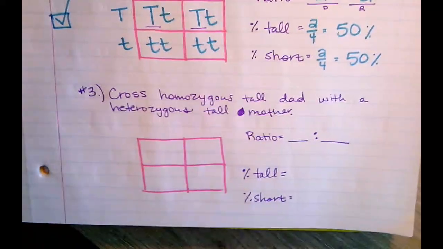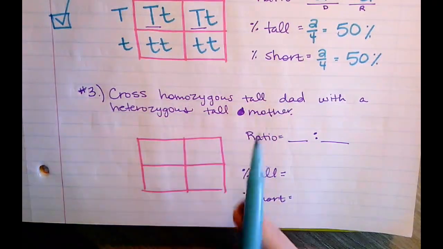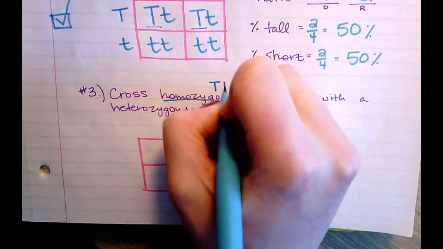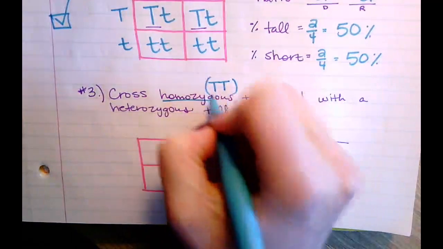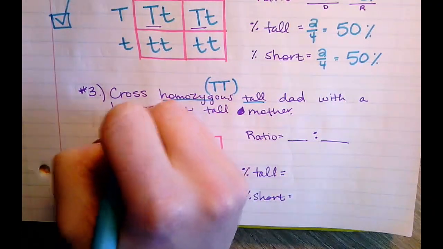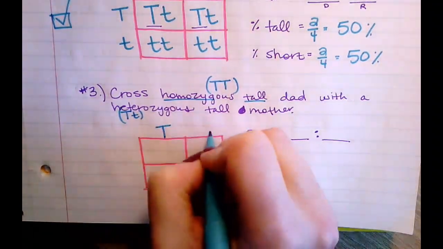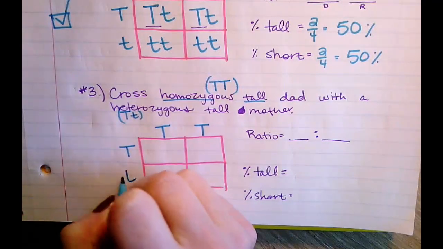And then number 3, this one's a little harder because I gave you guys the words instead of just the letters. So let's go ahead and go through this. So cross a homozygous tall dad. Well, homozygous tall would be big T, big T, because it's the same letter and it's tall. Okay, with a heterozygous tall mother. Heterozygous means different, and it's still tall, so big T, little t. So we write the father on the top and the mother on the side.